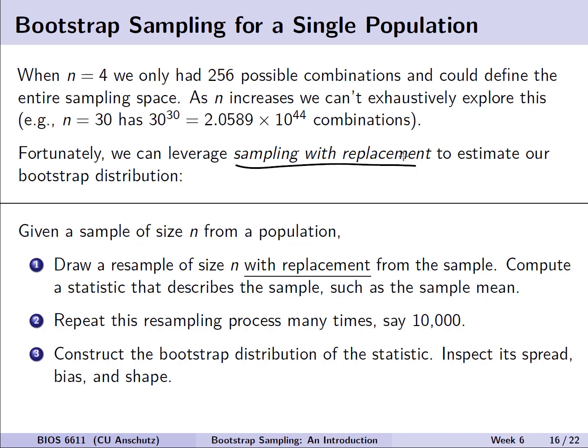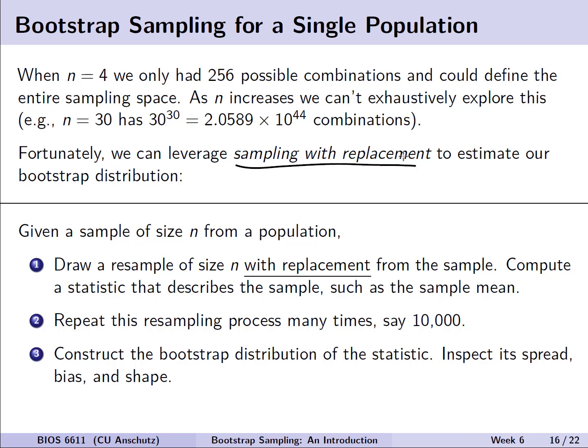Given a sample of size n from a population, we're going to draw a resample from that original sample, also of size n, but we're going to do so with replacement from the sample. In other words, every time we draw one value or one row of data, we're going to store that in our bootstrap sample, but also keep it back in the original sample to potentially be resampled or appear multiple times in our bootstrap sample. From this bootstrap sample, we're going to compute a statistic that describes the sample, for example, the sample mean, and we're going to repeat this resampling process many, many times, for example, 10,000.